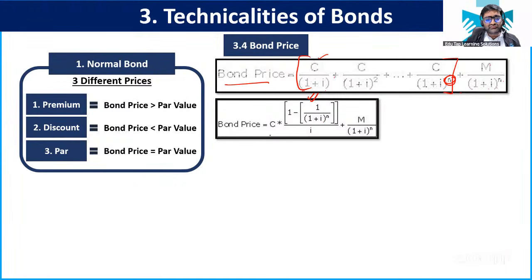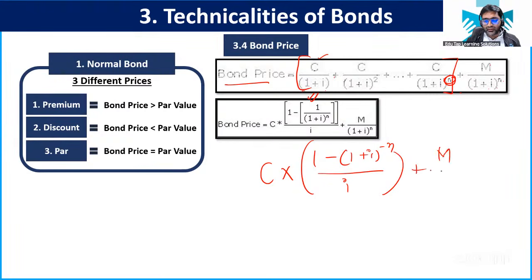Here we have the simplified formula, which is C into 1 minus 1 plus I whole to the power of minus n, divided by I, plus m by 1 plus I whole to the power of n. For bonds I can't help it, you will have to remember the formula. Since 1 plus I whole to the power of n is in the denominator, if we take it to the numerator, we can write it as whole to the power of minus n.